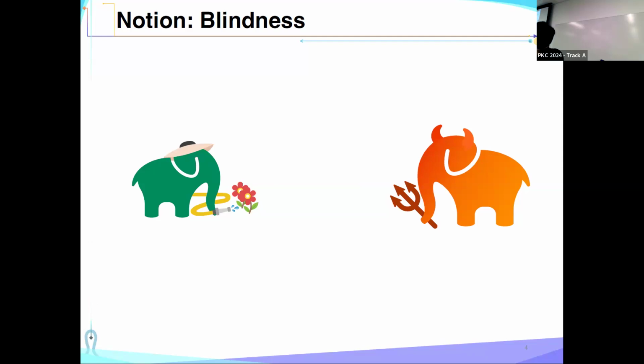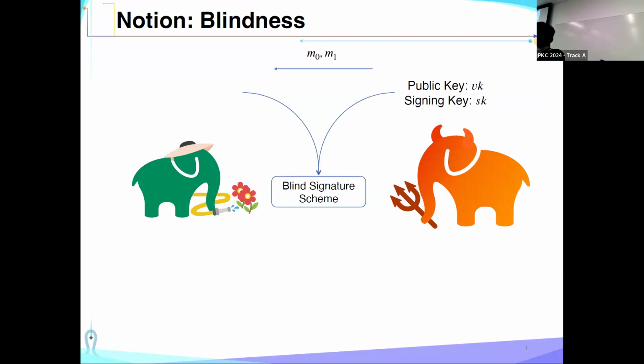And now for the blindness notion, the signer is malicious, and the malicious signer will choose two messages and let the user do the signing interaction with him. And then the only thing the user can choose is the order of the messages to be signed by the signer. So it's like message 0 then message 1, or message 1 then message 0. And then after the interaction, the user sends the signatures to the signer, and the signer outputs a bit to guess what's the order used by the user.